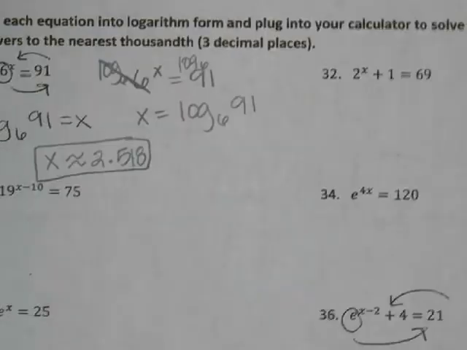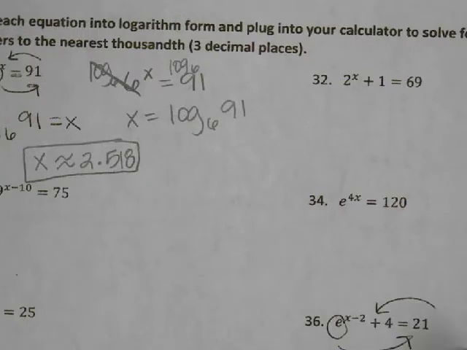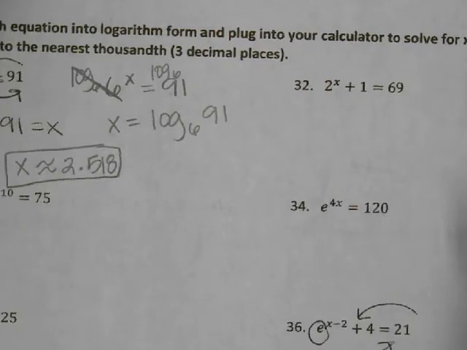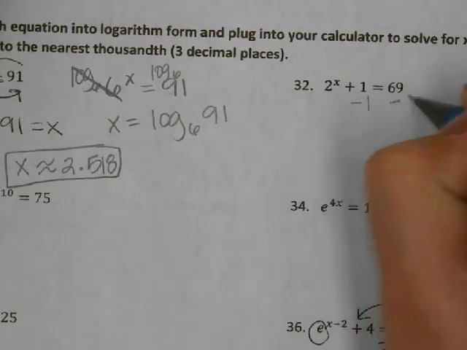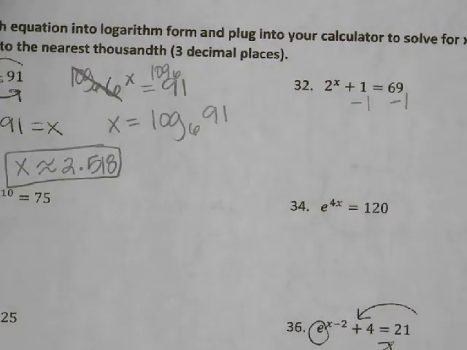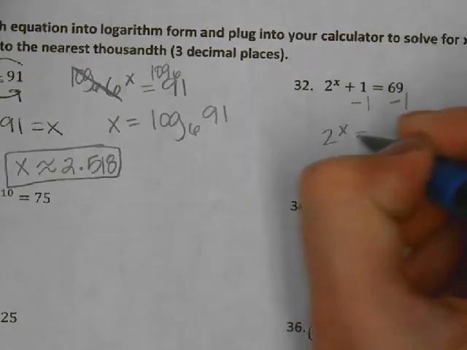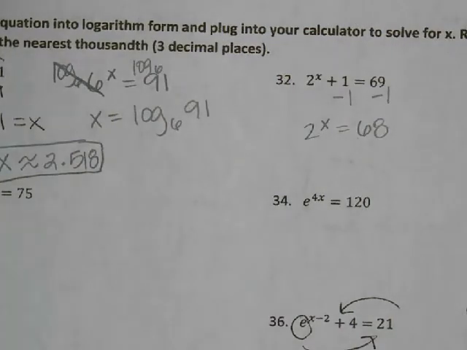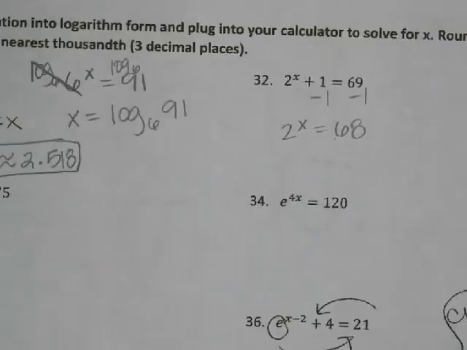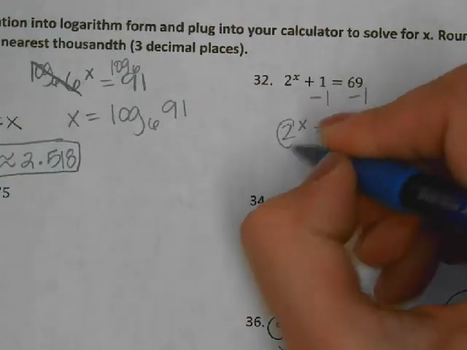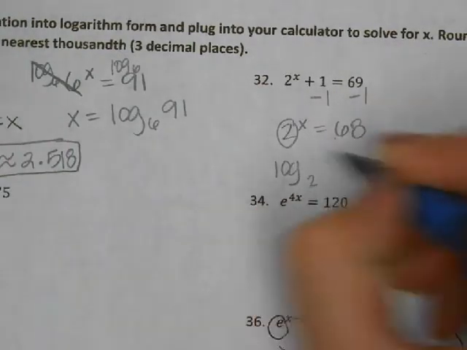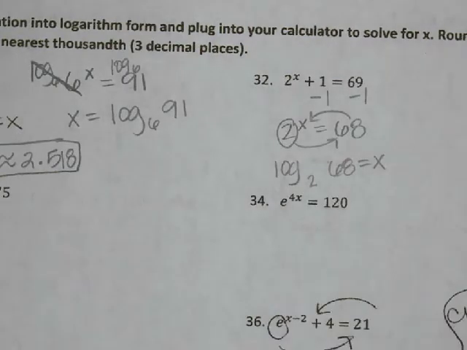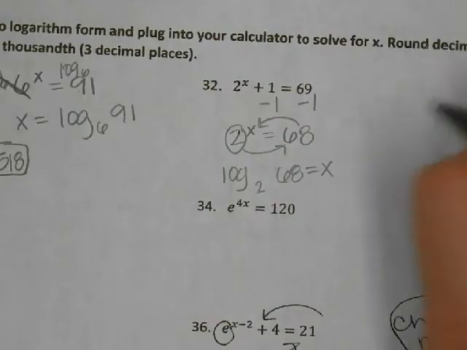Right? For 32, we have to rewrite the problem. We can't have a base to an exponent plus something, so we have to subtract the 1 before we are able to get it out of exponential form. So we've got 2 to the x equals 68. And again, we have two different methods. You can Tootsie Roll if you want, or you can use the inverse method. So the Tootsie Roll method would say log with a base of 2 of 68 equals x.